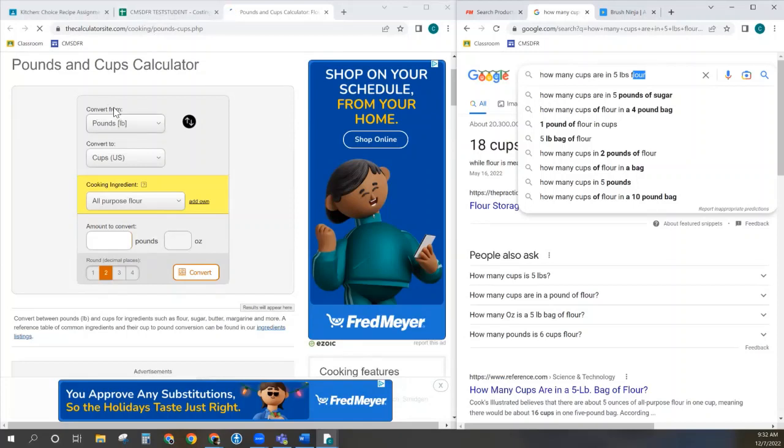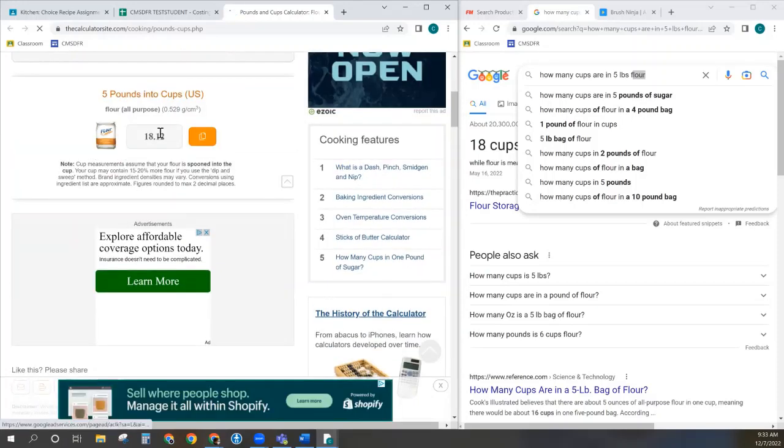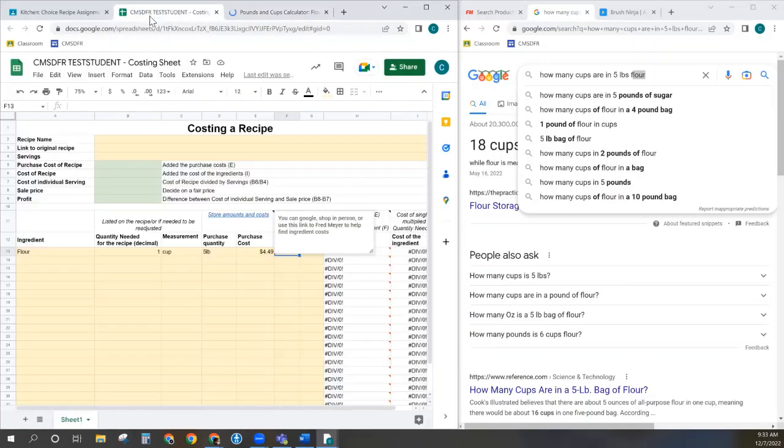So if I did over here, in pounds, I need to go to cups. It's all-purpose flour, and I am looking for 5 pounds to find out how many cups I'm going to have. All right, and convert, and it tells me roughly 18.12. So about 18 cups goes into that 5-pound bag of flour, and that matches over here. So I'll go back here to my sheets. My conversion measurement is 18 cups that goes into my 5-pound bag of flour.